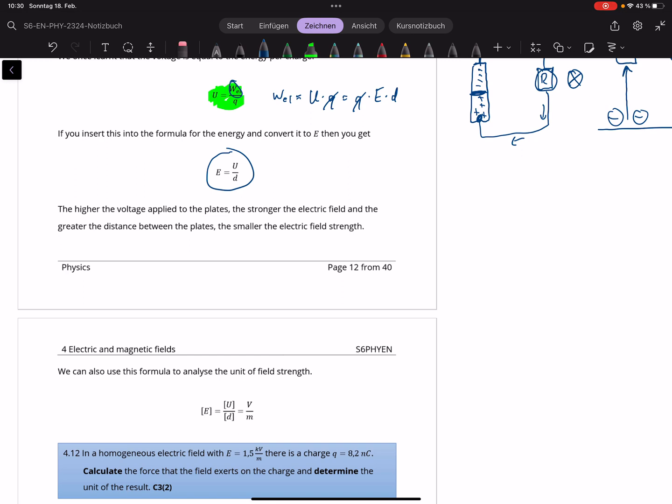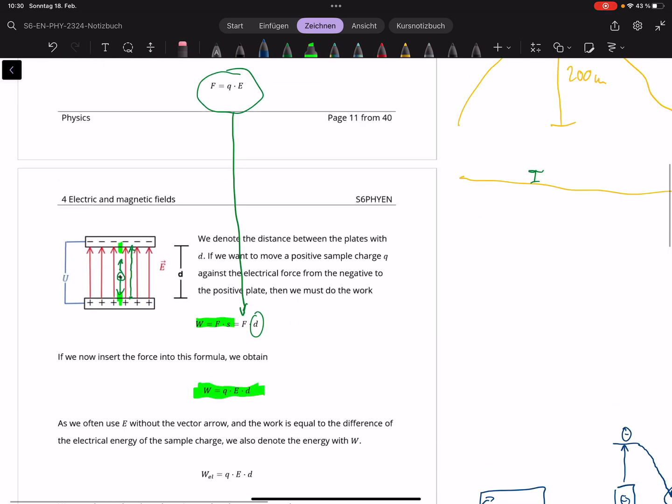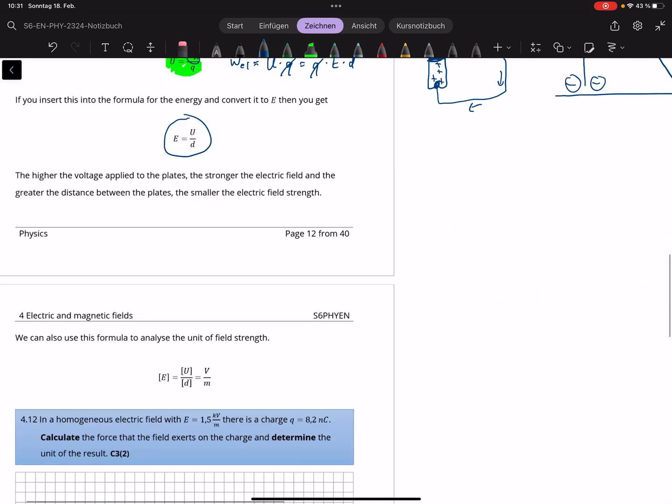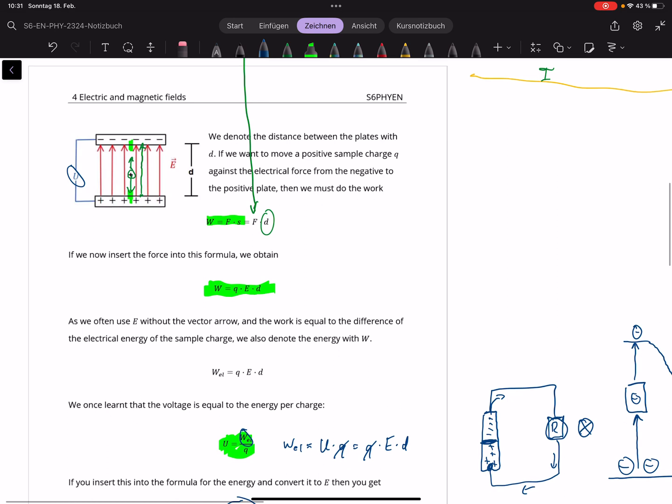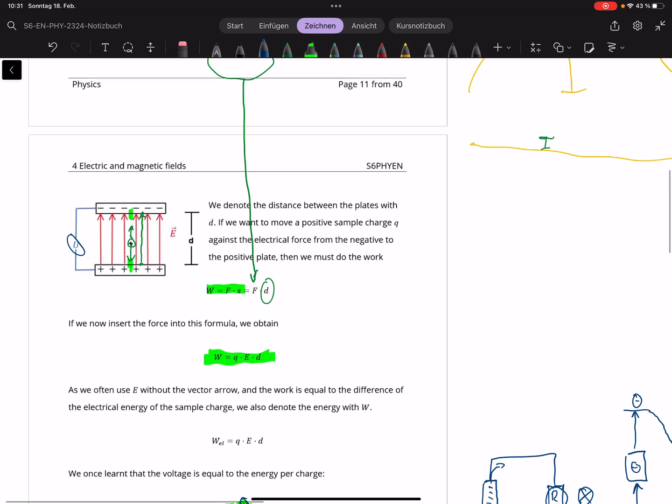So the higher the voltage that we put on this conductor here, the higher the electrical field, and with it the energy that's stored inside it. And the greater the distance, the smaller the field strength, okay? Because it's anti-proportional.